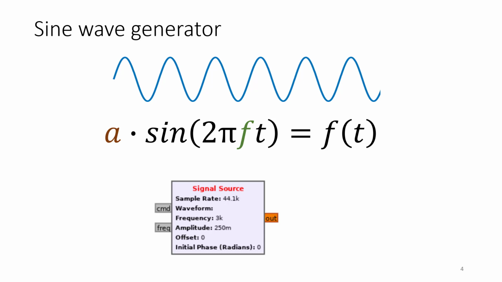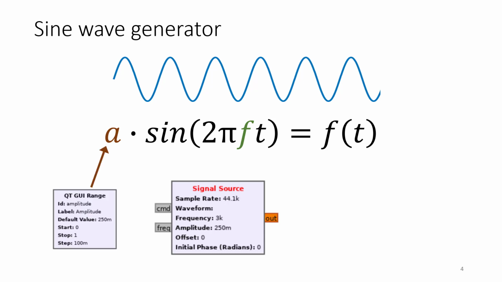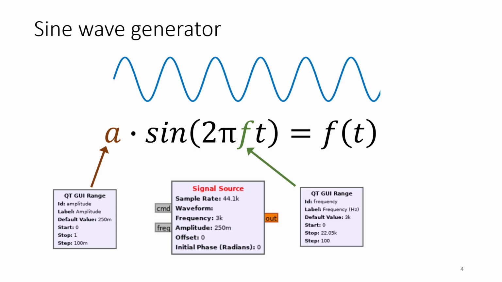Now, one of the things that we want to be able to do, besides just create the sine wave, is we want virtual knobs to be able to adjust both the volume, the amplitude, and the frequency of the sine wave. And we can do that with GNU Radio using additional blocks. So we can use a range block to be able to adjust the amplitude, and then also another range block to be able to adjust the frequency. Now that we've discussed the design, how are we going to build it?